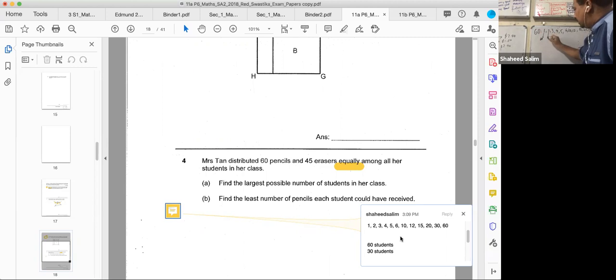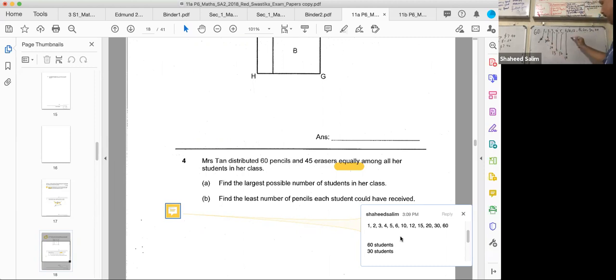Then you can divide now. 60 divided by 2 gets 30. Maybe there are 30 students. Or 60 divided by 3, you get 20 students. 60 divided by 4, you get 15 students. 60 divided by 5, 12 students. 60 divided by 6, you get 10 students. Actually, you will get all these numbers in reverse. These are students, you can write down students.